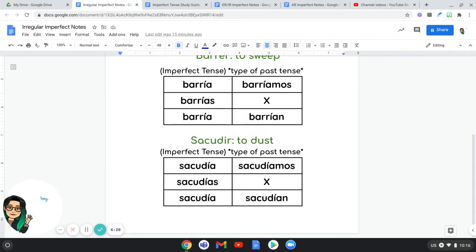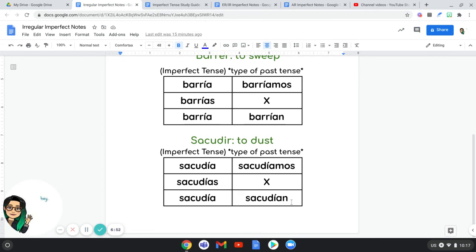Sacudir, same idea, except here you're looking at an IR verb, but it still has the same chart. It's following. Yo sacudía, tú sacudías. One person, mi mamá, mi prima, mi amiga, whoever, sacudía. Nosotros sacudíamos, and lots of people, digamos, ellos, ustedes, sacudían.